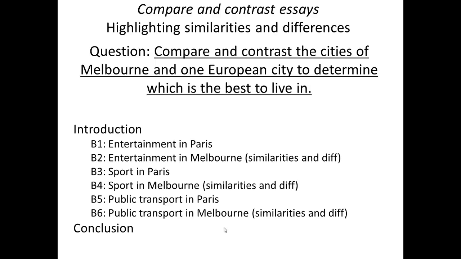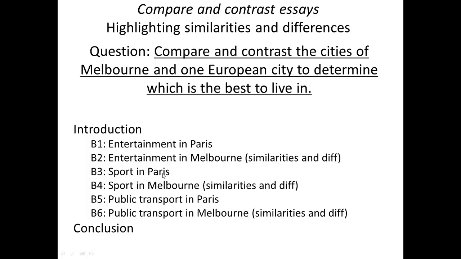And there are several ways to do this. The first would look at a body paragraph looking at entertainment in Paris. So highlighting types of entertainment that are available in Paris. The next body paragraph would focus on the entertainment industry in Melbourne. And it's here that the similarities and differences between the two would come out. And you would need to explicitly explain and identify what those similarities were in this second body paragraph.